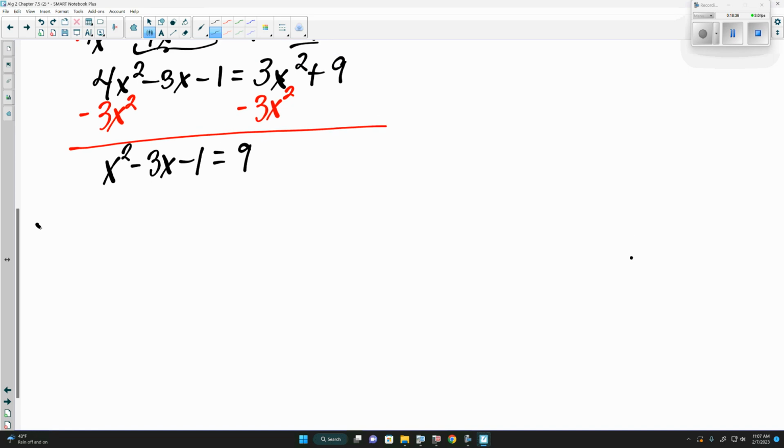It would have been nice if the x squared had canceled, because that's an easier problem to work with, since it would be considered linear, but it's not. So here, we still need to get it equal to 0. We would subtract 9 from both sides, telling us that x squared minus 3x minus 10 is equal to 0.